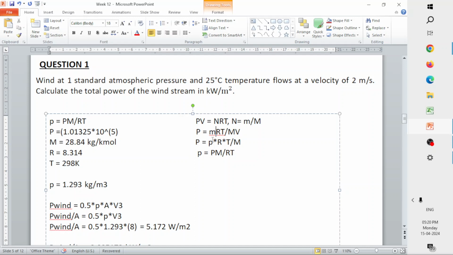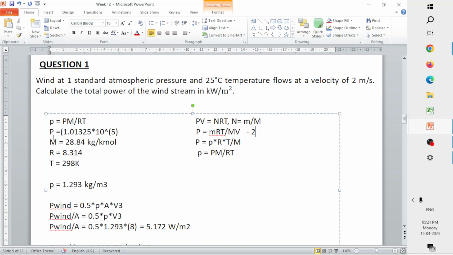So we know that mass divided by volume is nothing but density. So this equation 2 can be simplified as P is equal to rho times R times T by capital M, and from here we can write the value of rho as PM by RT. So this is how you arrive at this expression, that is, density is the product of the pressure times the molecular weight of the air divided by the gas constant times the temperature of that gas.